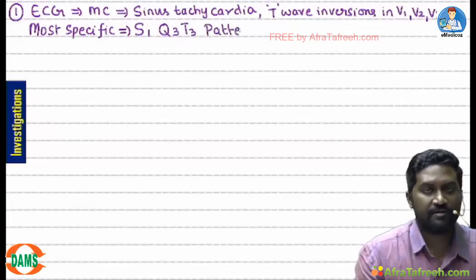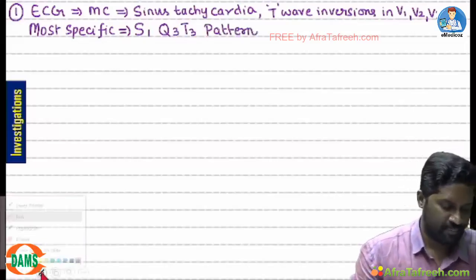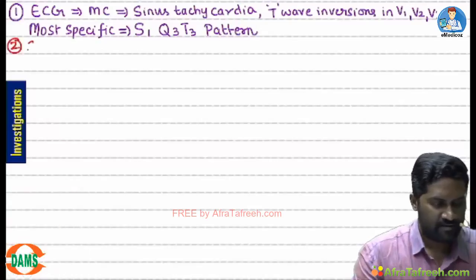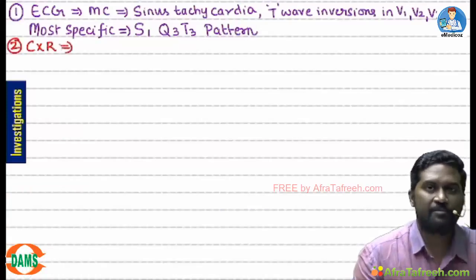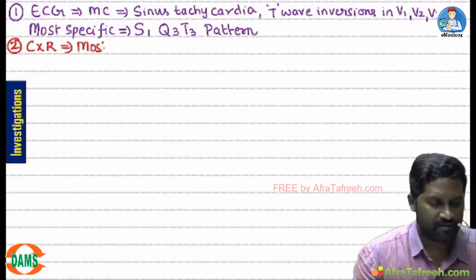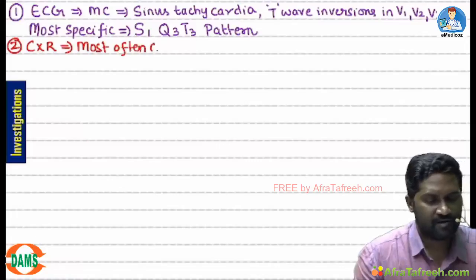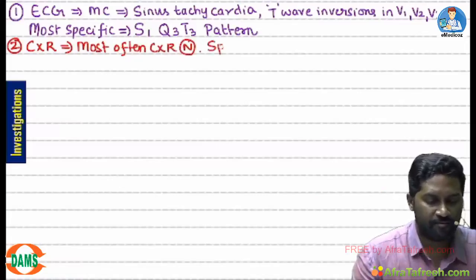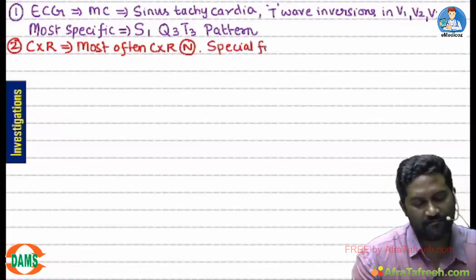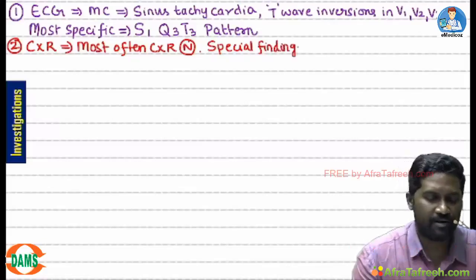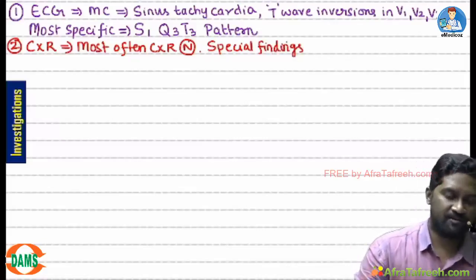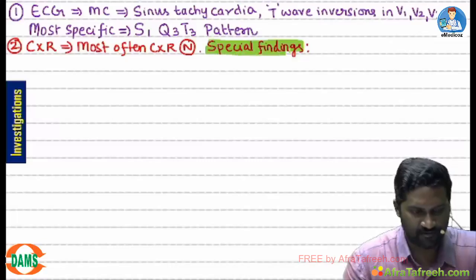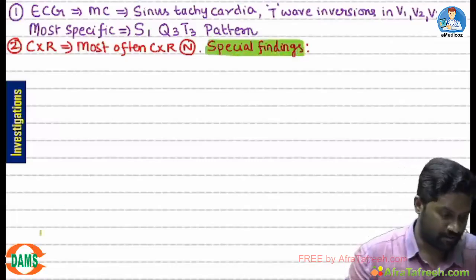What is this? I will show you in ECG, you will understand. Next important investigation, a chest X-ray. Because it is a disease in the pulmonary vasculature, most often chest X-ray tends to be normal. But there are few special findings. These are not common, these are rare, but can be asked as a question. Now what are these special findings on chest X-ray that can suggest pulmonary embolism?